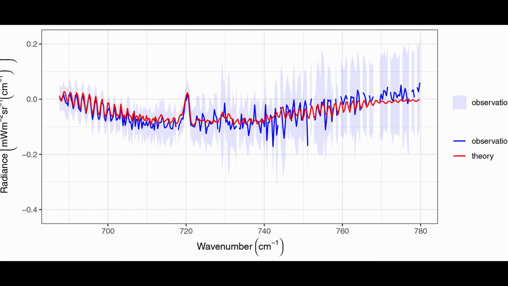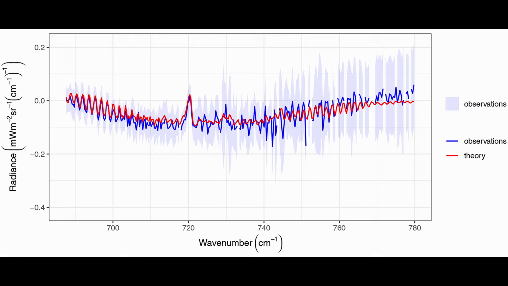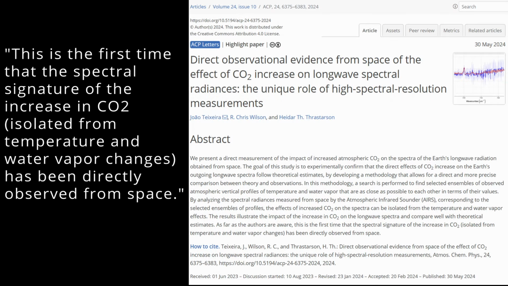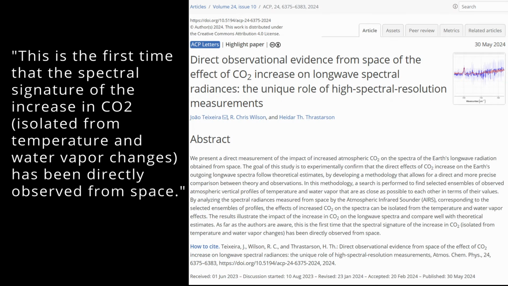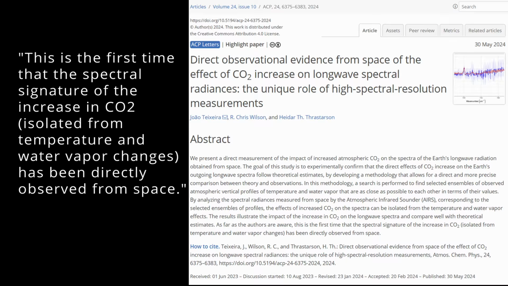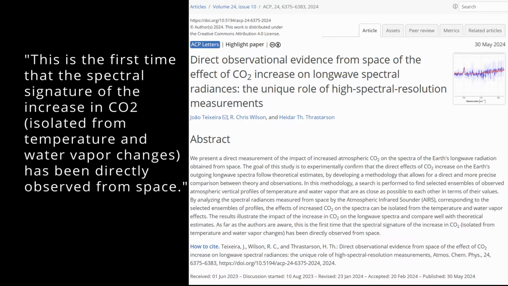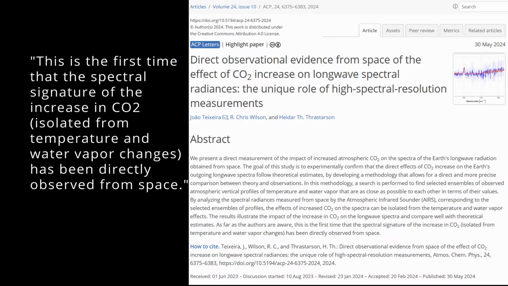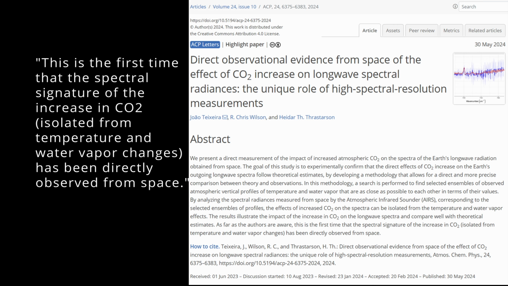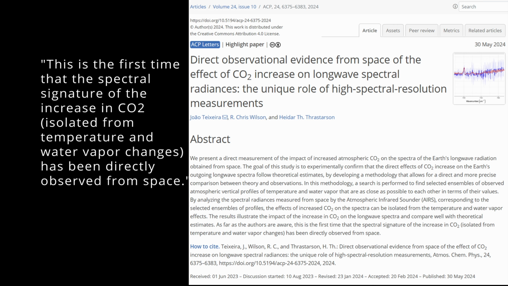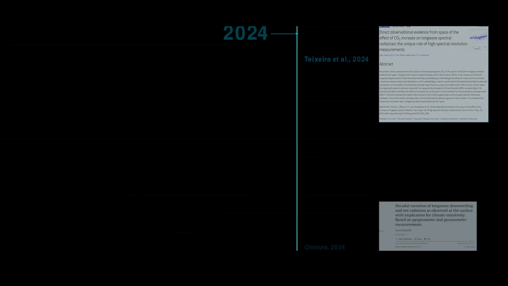And they used a new way to isolate the CO2 signal from that of temperature and water vapor. In their words, this is the first time that the spectral signature of the increase in CO2, isolated from temperature and water vapor changes, has been directly observed from space. And you can see here, this is the average per year difference that they saw over a period between 2003 and 2012. And finally, the latest comprehensive study, Omura 2024.